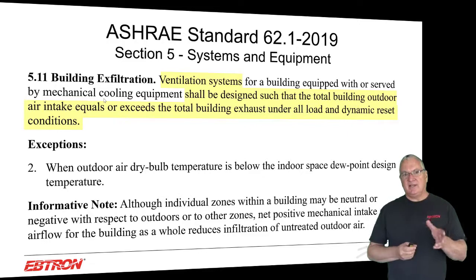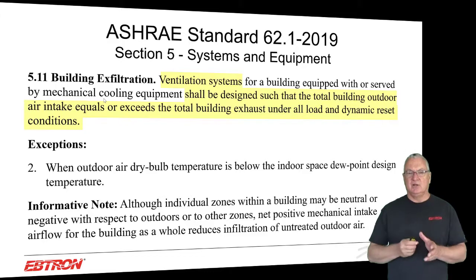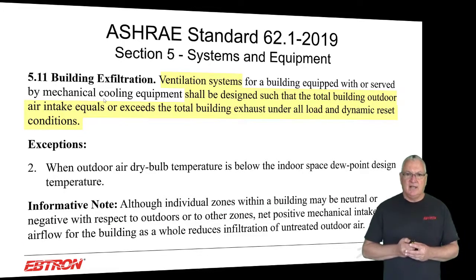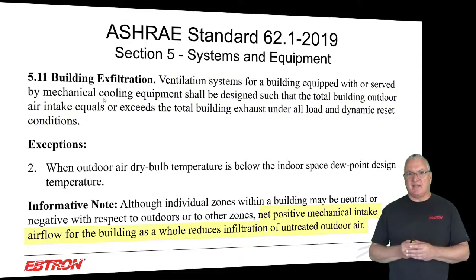And it says ventilation systems shall be designed such that the total building outdoor air intake equals or exceeds the total building exhaust under all load and dynamic reset conditions. So again, it makes 62 an operational standard. And in the informative note, I think this kind of sums it up: net positive mechanical intake airflow for the building as a whole reduces infiltration of untreated outdoor air.